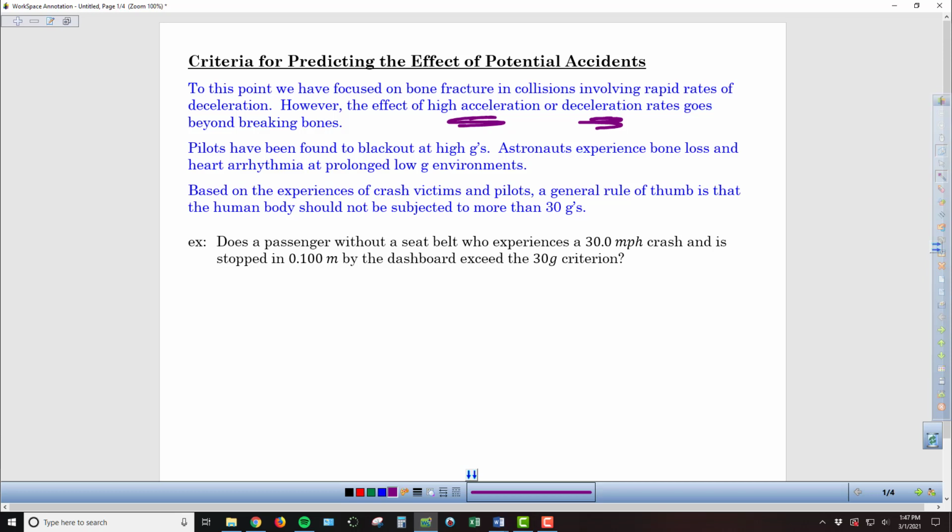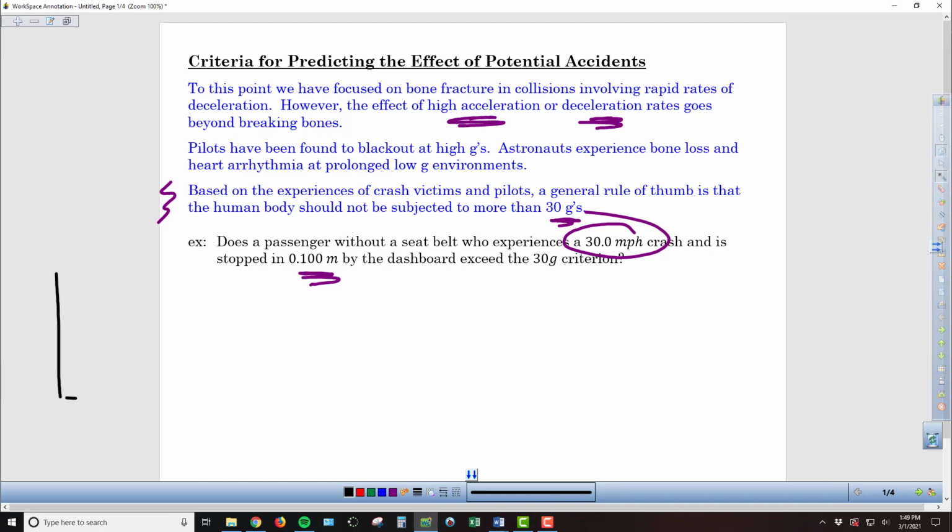Now, based on experiences of crash victims and pilots, a general rule of thumb was thought to be that the human body shouldn't be subjected to more than 30 Gs. We're going to expand on that a little bit in time, but we can take a look at a circumstance like this, where we have a passenger with no seatbelt, unfortunately, at 30 miles per hour, who crashes and is stopped in a dashboard that collapses by a tenth of a meter. So we're going to see whether or not the person is going to exceed this 30 G criterion.